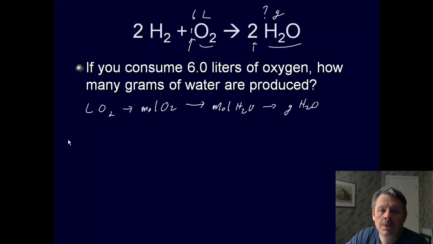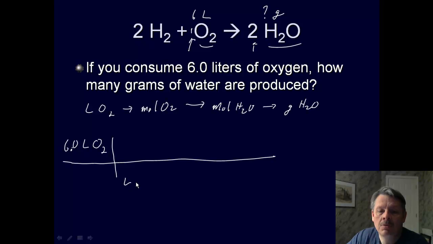We start with 6.0 liters of oxygen. Now remember, you have to write down all of your units, right, to be able to do this. So I have 6.0 liters of oxygen, and that means I have to get rid of liters of oxygen, and I'm going to go to moles of oxygen. Now you'll notice this, what I wrote right here, that's helping guide me as I go through this process, so I don't get lost.